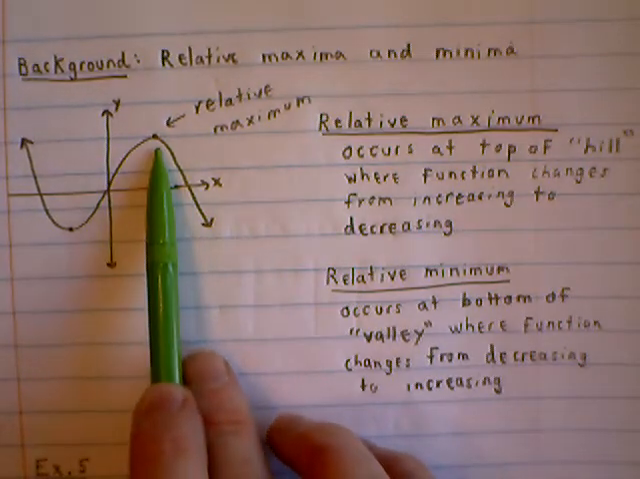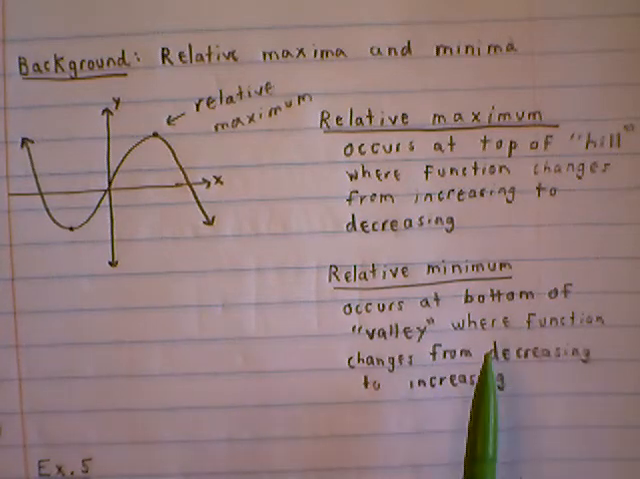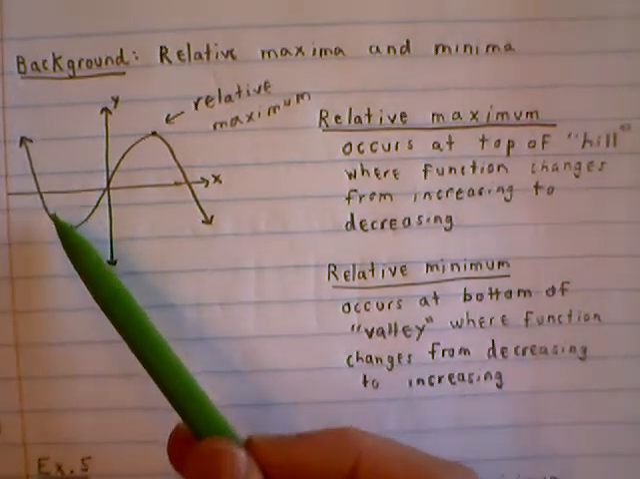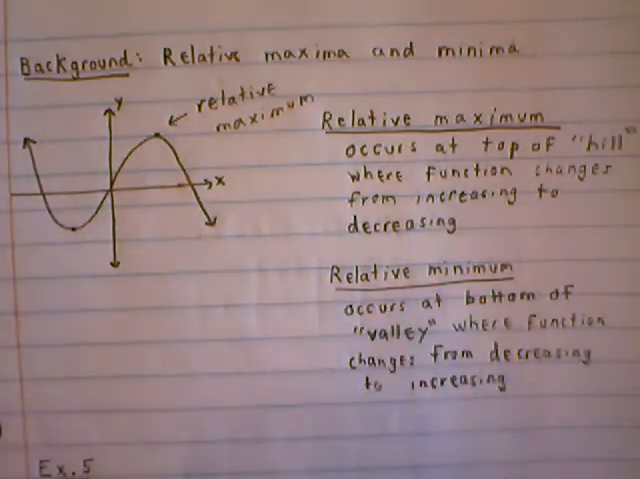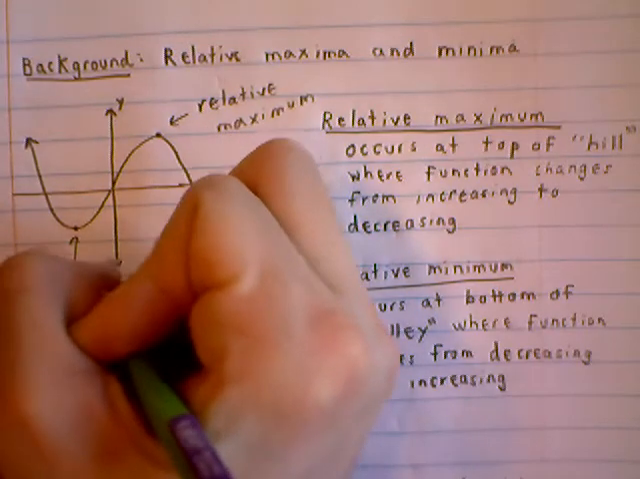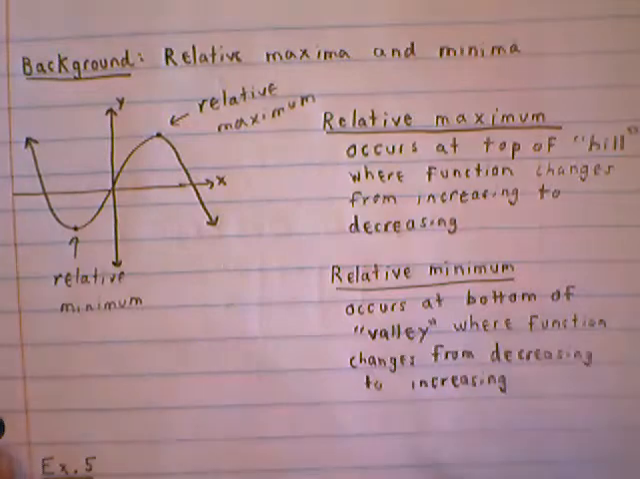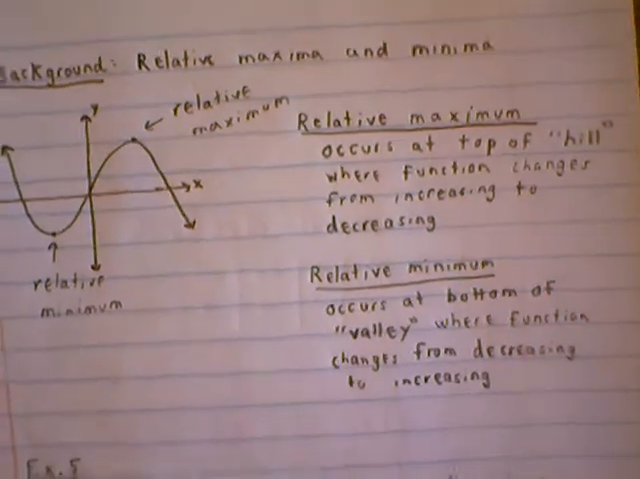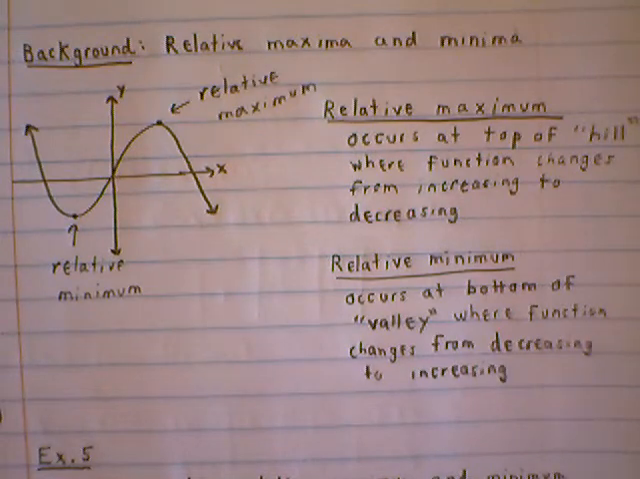It's a maximum. Now, a relative minimum occurs at the bottom of a valley, where a function changes from decreasing to increasing, so going down to up. So this point right here we would call a relative minimum. All right, it's at the bottom of a valley. You got to be able to look at a graph and identify the relative maximum and the relative minimum. Or if there's more than one, relative maxima, relative minima.